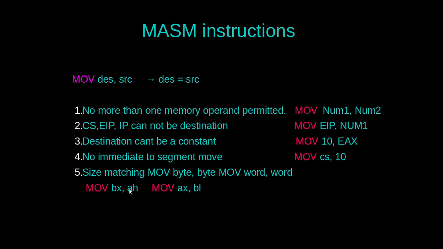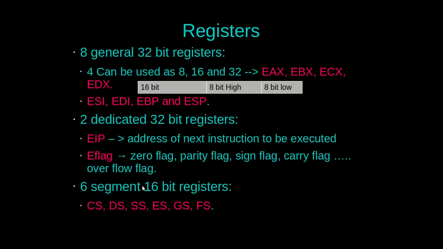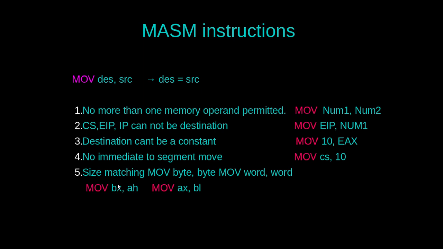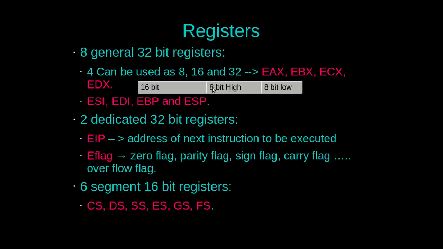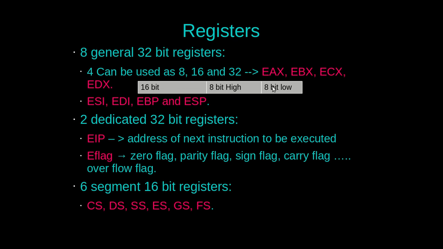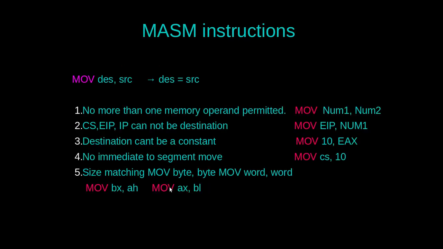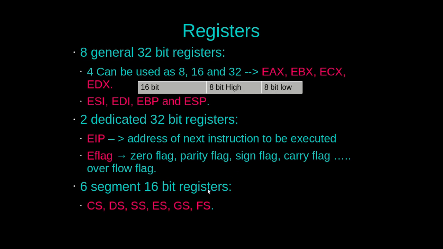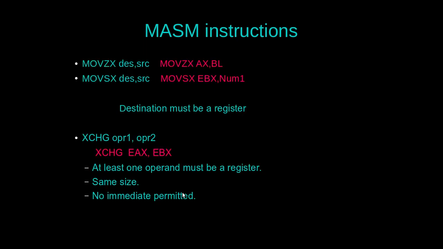Here what do I have? I'm trying to move AH, which is 8-bit, the higher 8 bits of the accumulator, to BX. BX is 16-bit. So I'm trying to move 1 byte to 2 bytes. That's not allowable. Invalid. And here I'm trying to move BL, the lower 8 bits of EBX, to 16-bit AX. That's not allowable. 1 byte to 2 bytes. Those are really important, guys. Those instructions are important for programming. So that's the move instruction.